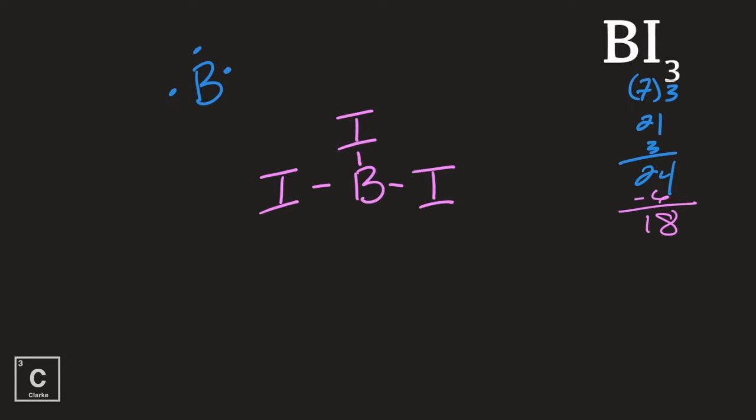So again, 2, 3, 4, 5, 6, 7, 8. I'm going to do that to all of the iodines. So each iodine needs 6 electrons. Okay, let's look at this one.